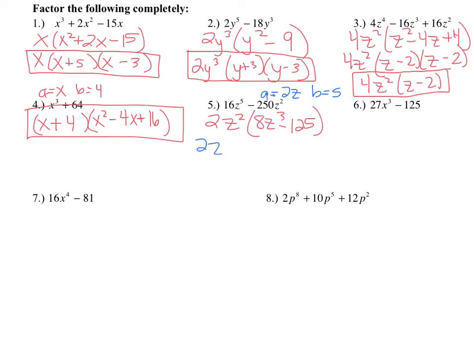So I keep my GCF. It's going to factor into a binomial times a trinomial. So a, same sign as the original, b, square a, opposite sign of the original, product of ab, always positive, b squared. So there's my complete factorization.